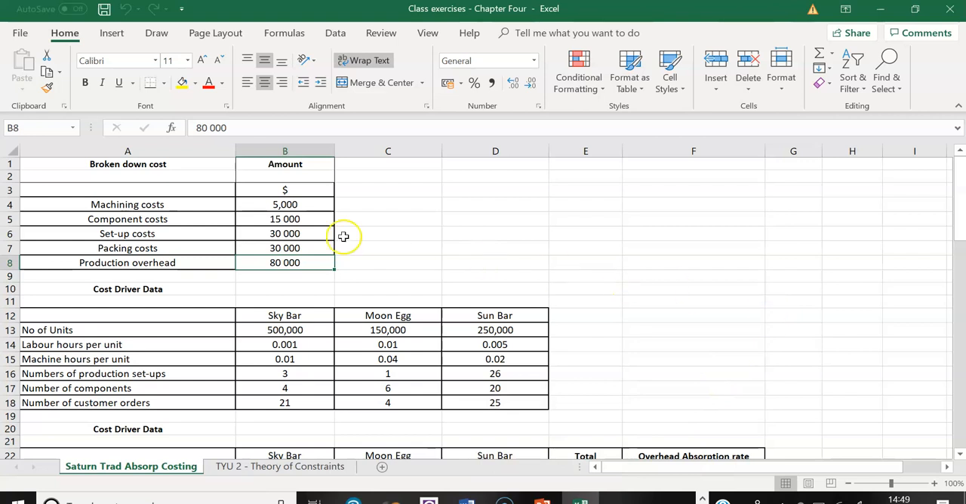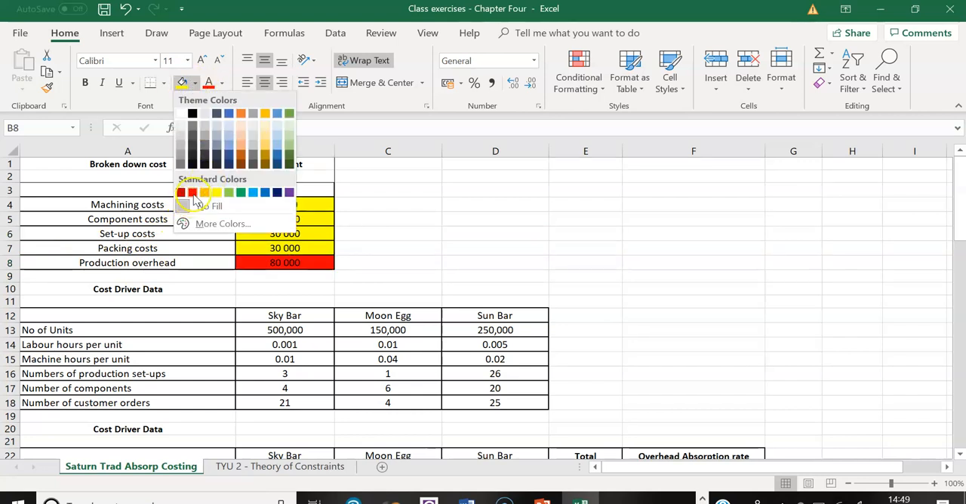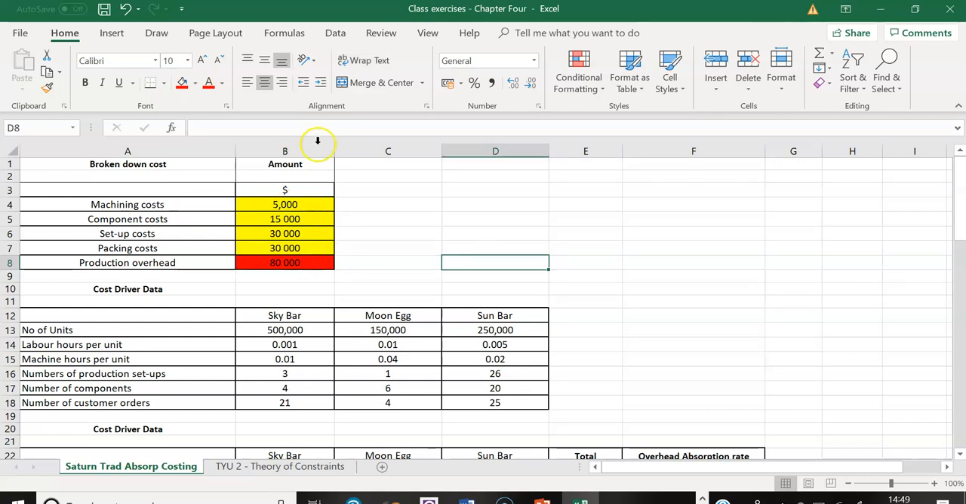It carries on from the previous question, where we know what the broken down costs are. Once upon a time we just had 80,000. Now we can tell you the breakup of these costs. All these machining costs, component costs, setup costs, and packing costs add up to 80,000. This 80,000 as a figure is now irrelevant. I'm not using it anymore. What's relevant are these four.